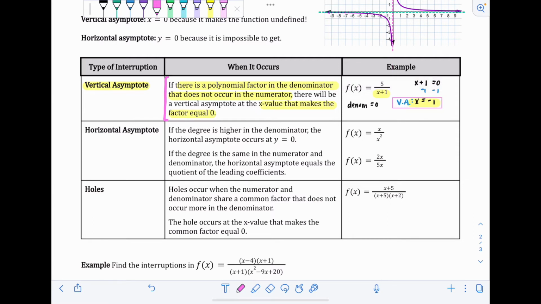Okay, so vertical asymptote is just whatever makes the denominator equal 0. In this case, if I were to put a negative 1 in for x, it'd be negative 1 plus 1 is 0.